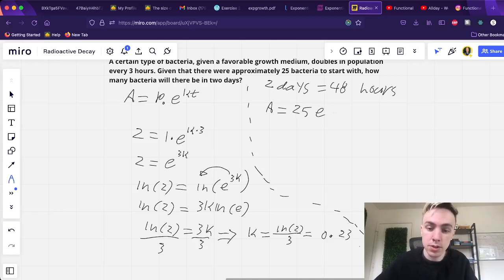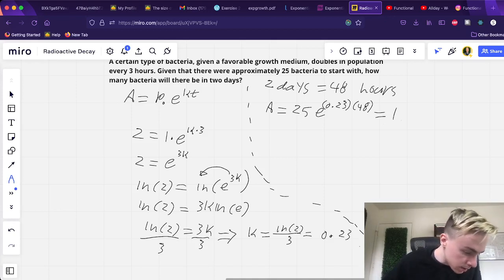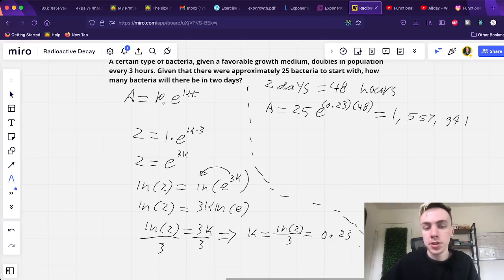Remember that k is 0.23. And we'll put these in parentheses to not confuse the decimal point. And this is going to be 48 hours because that's the total number of hours that we are growing for, essentially. So now we just plug this into our calculator, 25e to the 0.23 times 48. And this gives us a very, very large number, approximately, let's see, how many digits is this? 1 million, so 1,557,941.